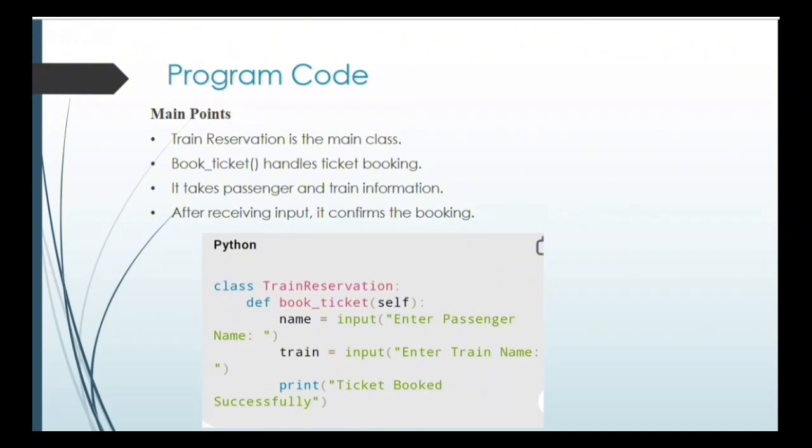First, we have a class named Train Reservation, which represents the overall system. In object-oriented programming, a class works as a blueprint that contains data and functions. Inside this class, there is a function called book ticket. This function is responsible for handling the ticket booking process.